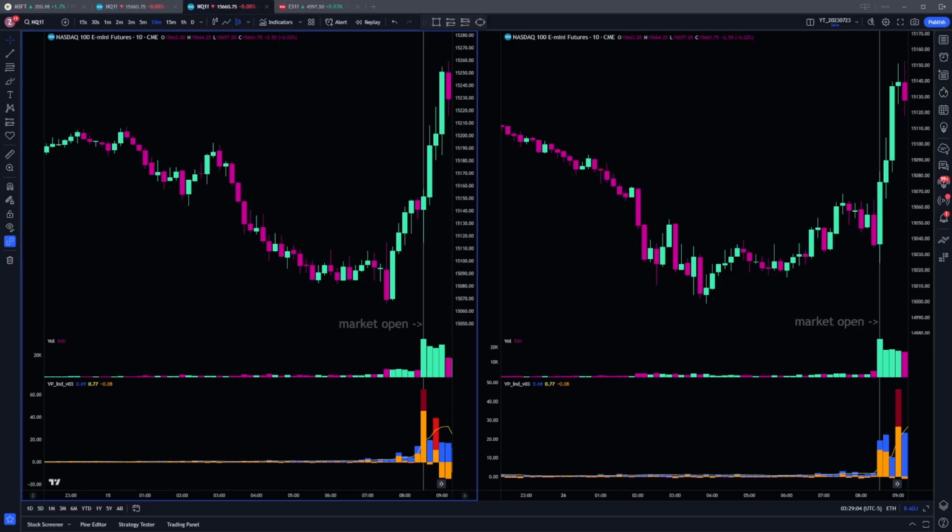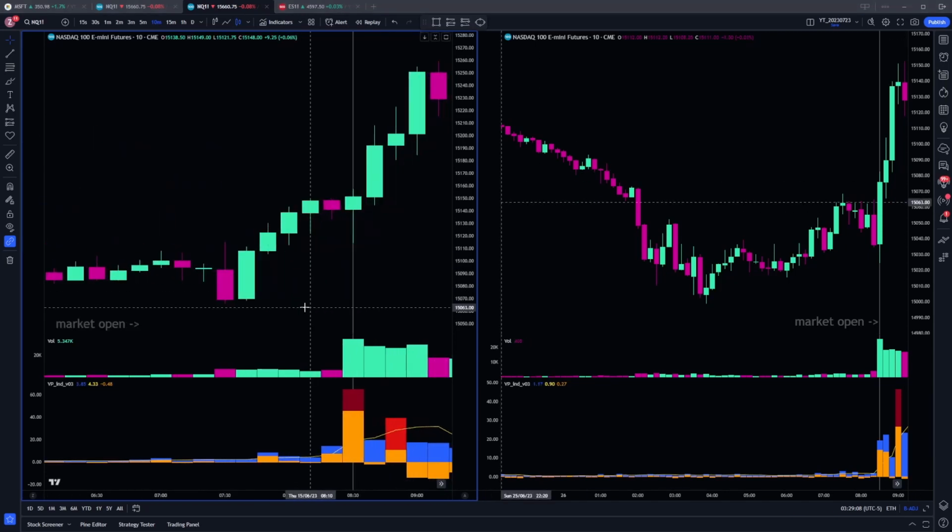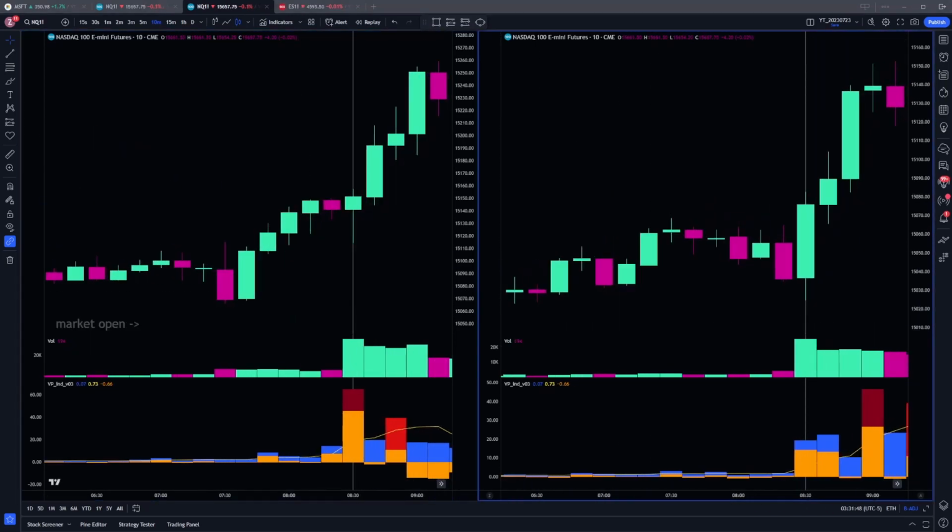Okay, let me explain what this indicator is showing. First, I'm going to zoom in a little bit. This indicator is showing us how much resistance there was for the price movement in a candle according to the volume. So to explain this, you can look at these two candles.